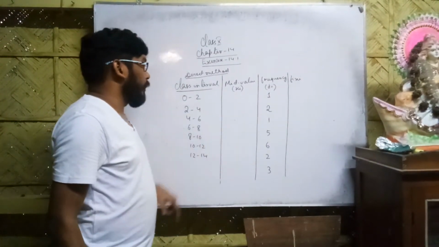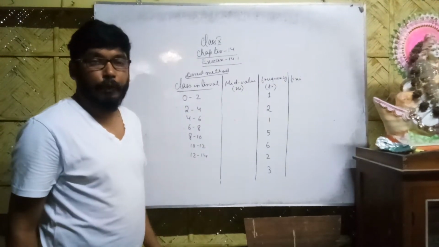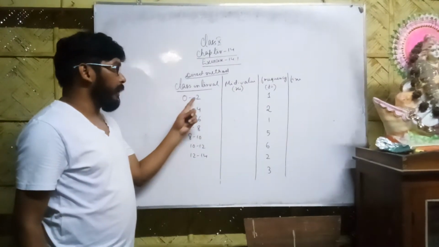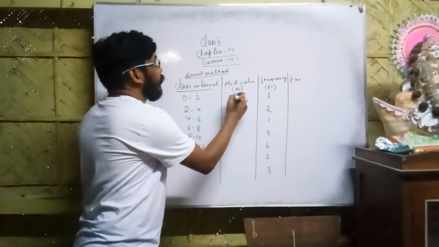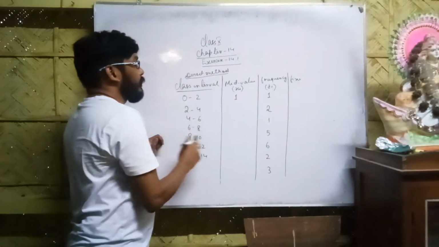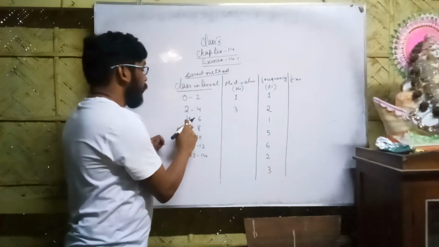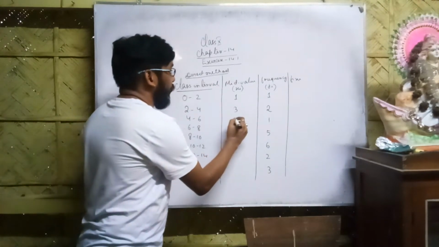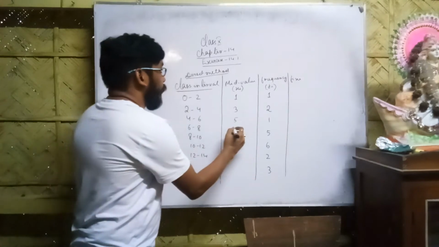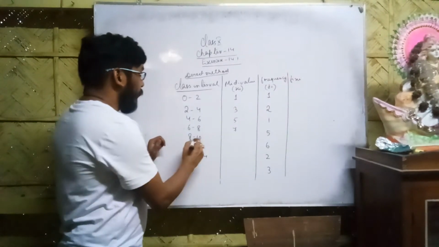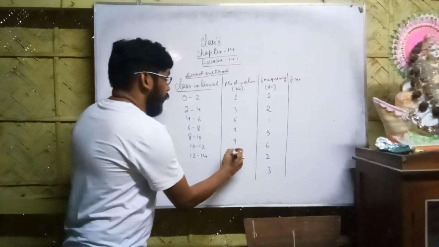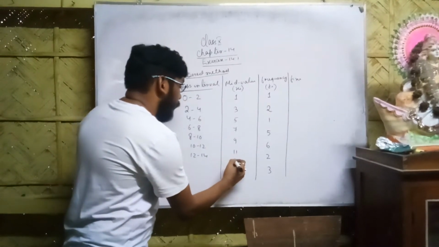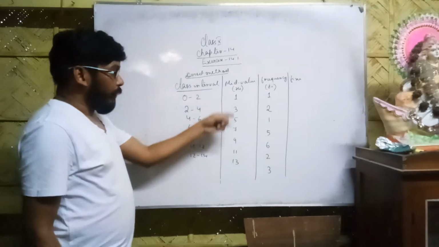Here you have to find out the mid value. What is the rule to find mid value? Lower limit plus upper limit divided by 2. So 0 plus 2 is 2, 2 divided by 2 is 1. 2 plus 4 is 6, divided by 2 it is 3. 4 plus 6 is 10, divided by 2 is 5. 6 plus 8 is 14, divided by 2 is 7. 8 plus 10 is 18, it is 9. Then 11, and 13. So we have found out mid value.